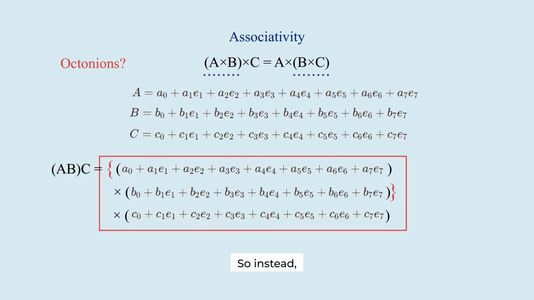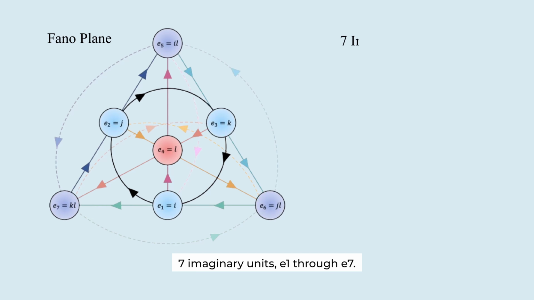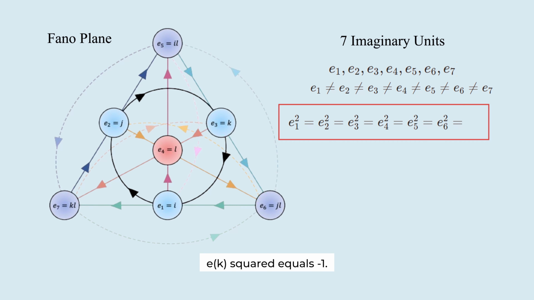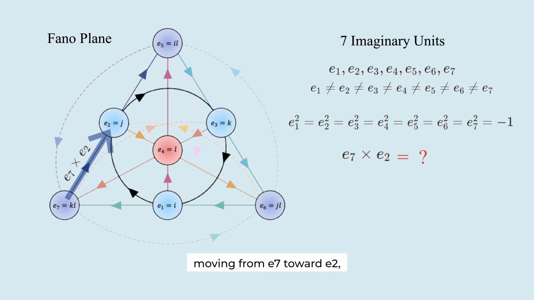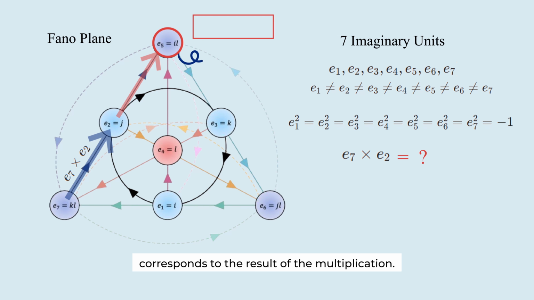So instead, we use a visual tool called the Fano plane. The Fano plane shows 7 imaginary units, E1 through E7. Ek squared equals -1. There are 7 lines, including a circle. Each line has a direction. E7 times E2 means moving from E7 toward E2, and the value reached beyond that corresponds to the result of the multiplication.